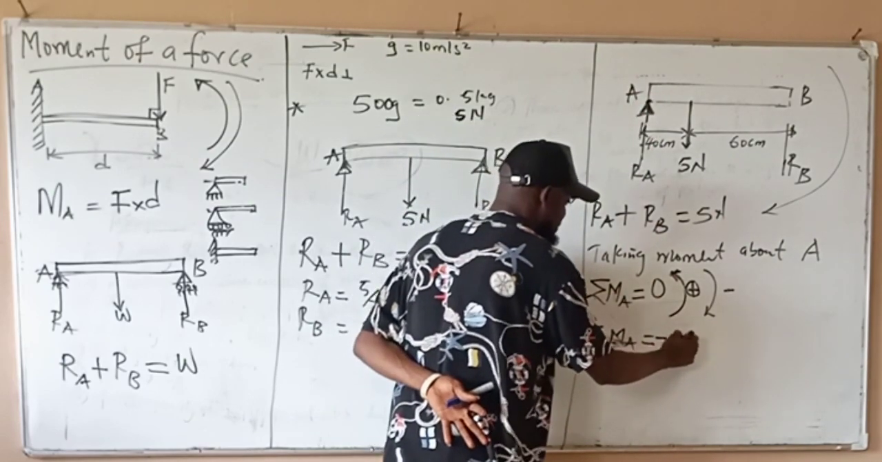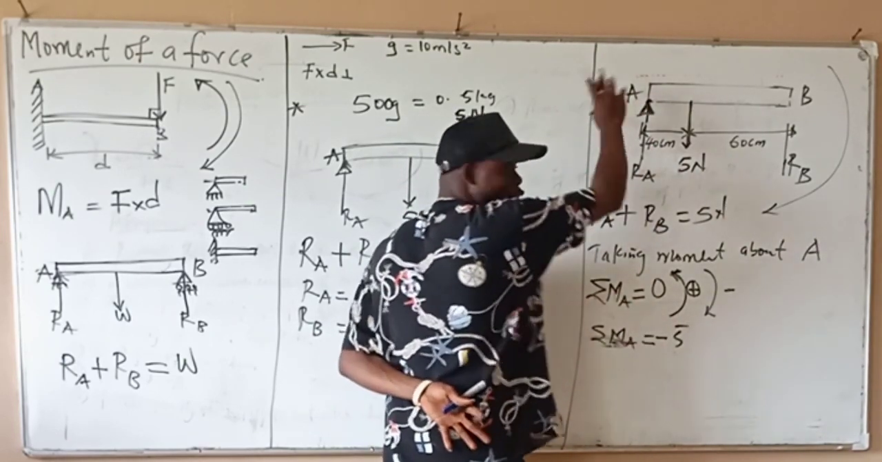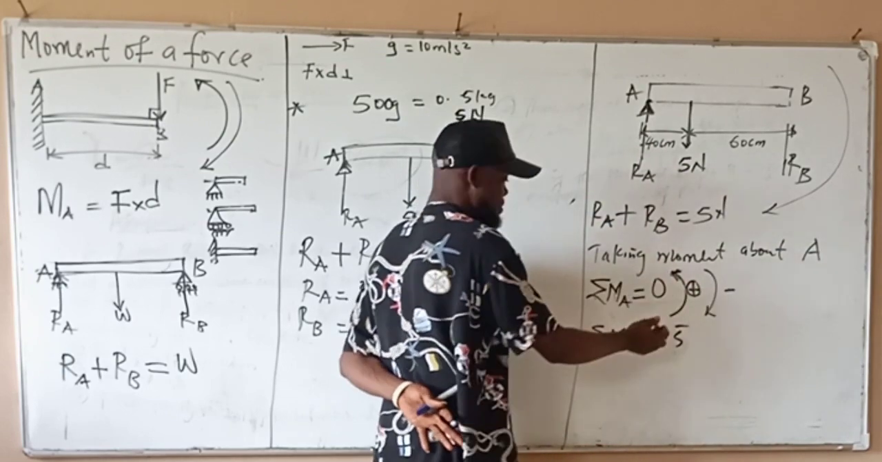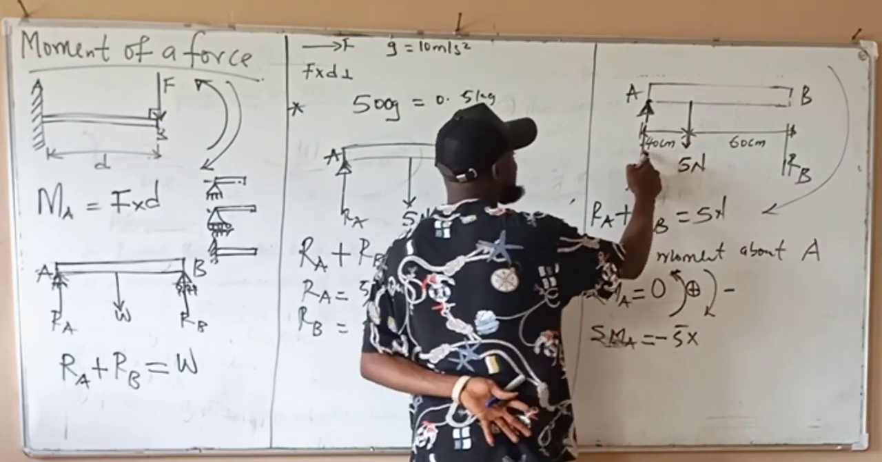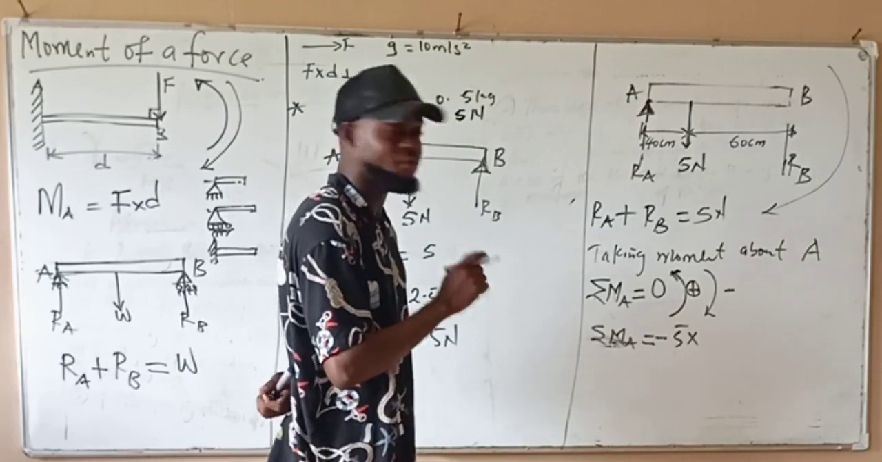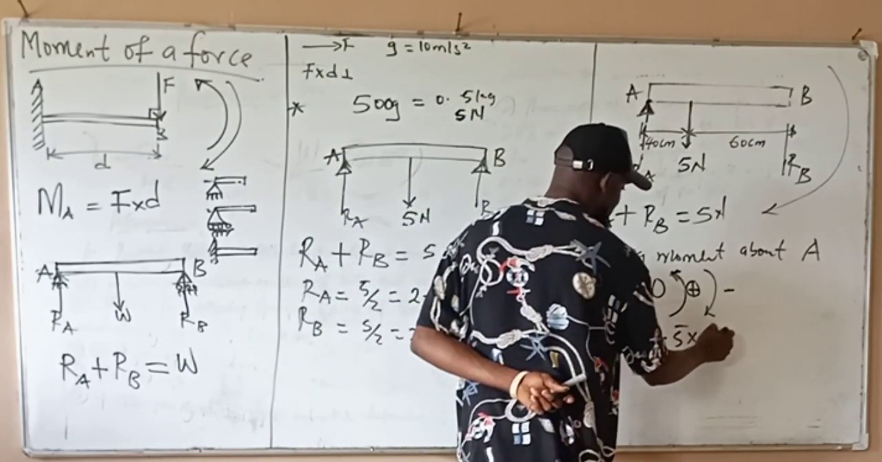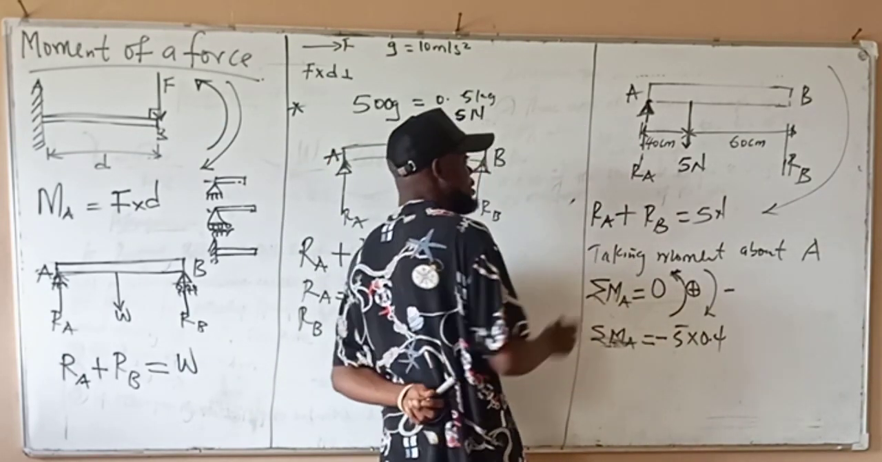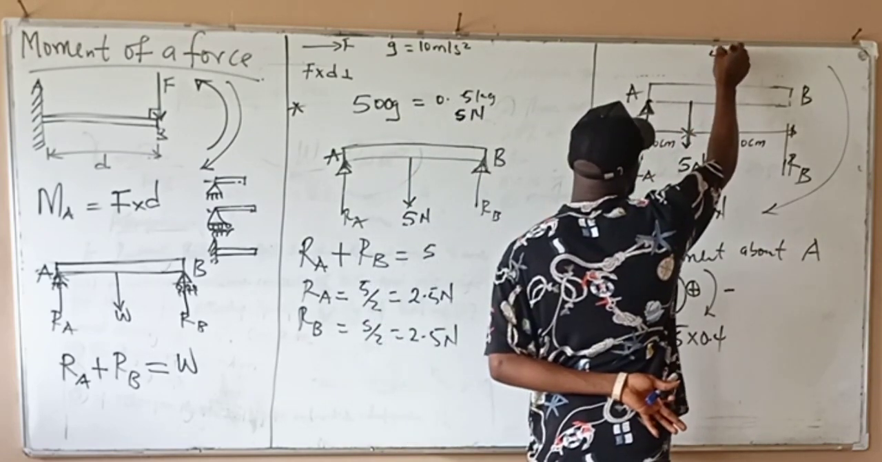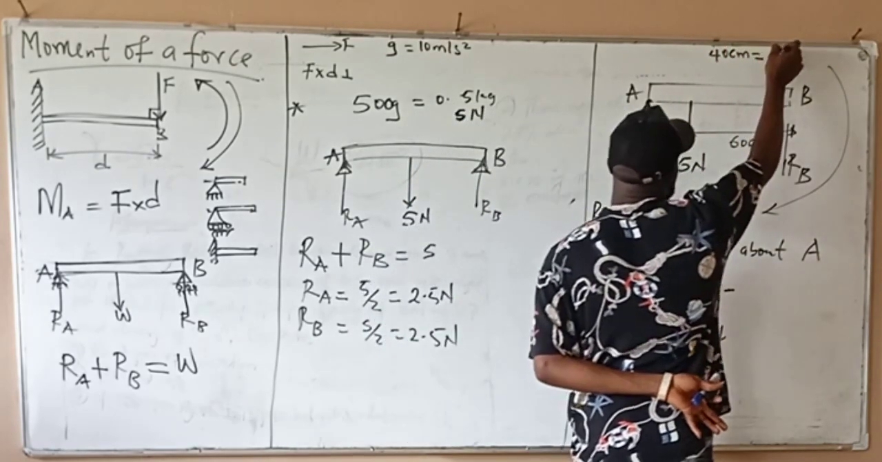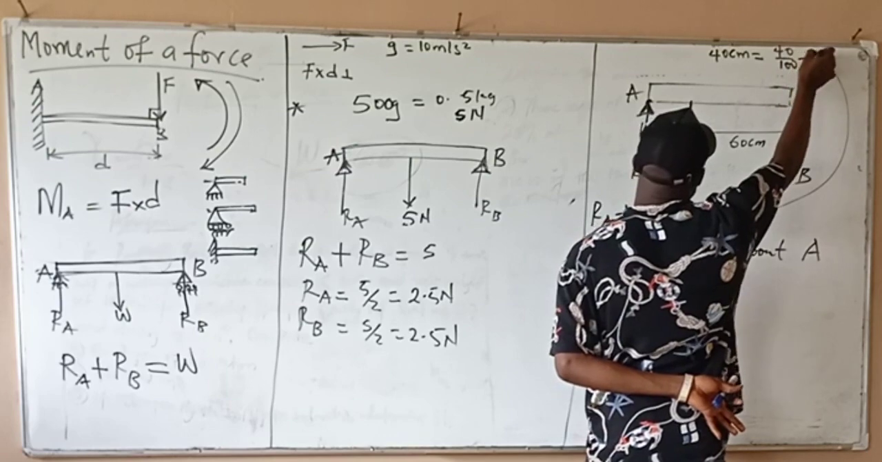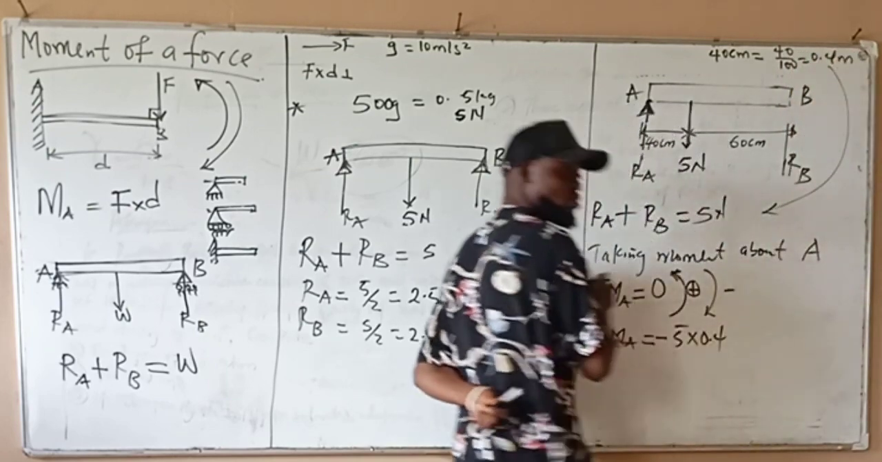So we're going to have minus 5. This minus is telling us that it's clockwise. We said let clockwise be negative. Times what's our distance here? 40 cm, that is 0.4. 40 cm is 40 over 100 meters, that is 0.4 meters. That's what I'm trying to say.